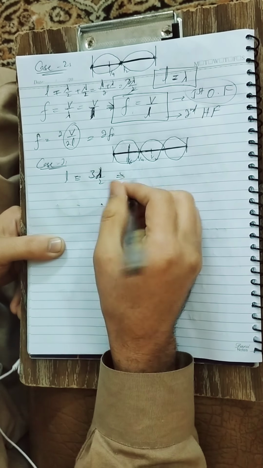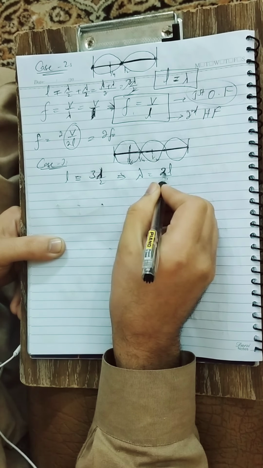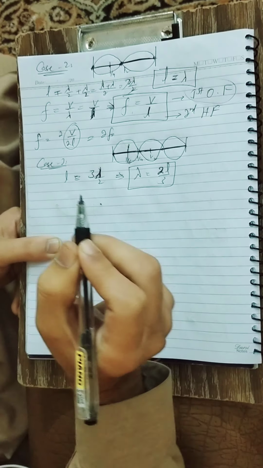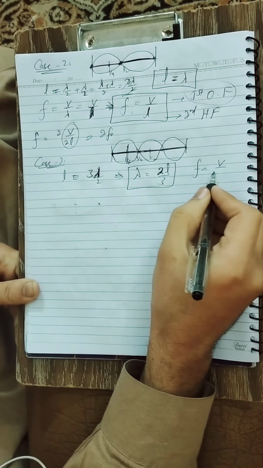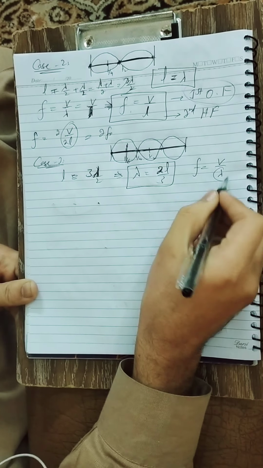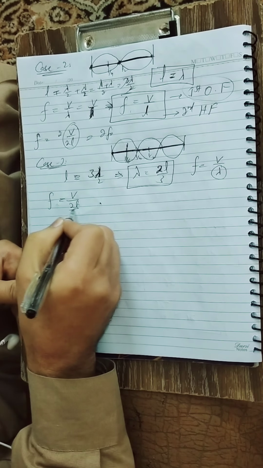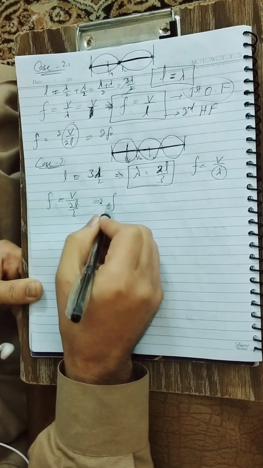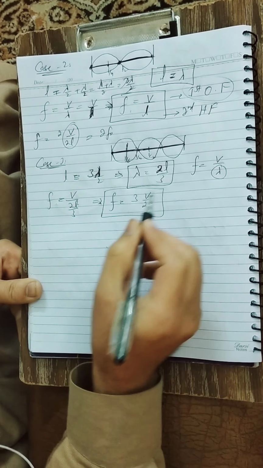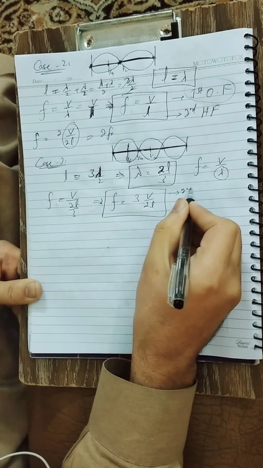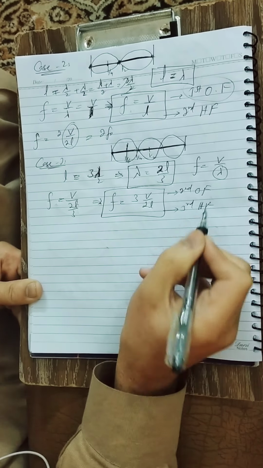Now lambda will be equal to 2L divided by 3. Lambda will be equal to 2L by 3. Now putting this in the frequency equation, the equation for the frequency is V by lambda. Putting the value of lambda here, it will be V divided by 2L by 3. So shifting L by 3 up, it will be 3V by 2L. This is called the second overtone frequency or the third harmonic frequency.